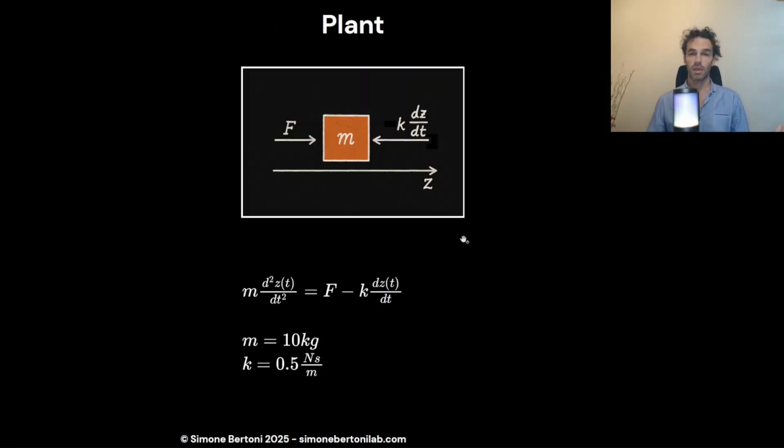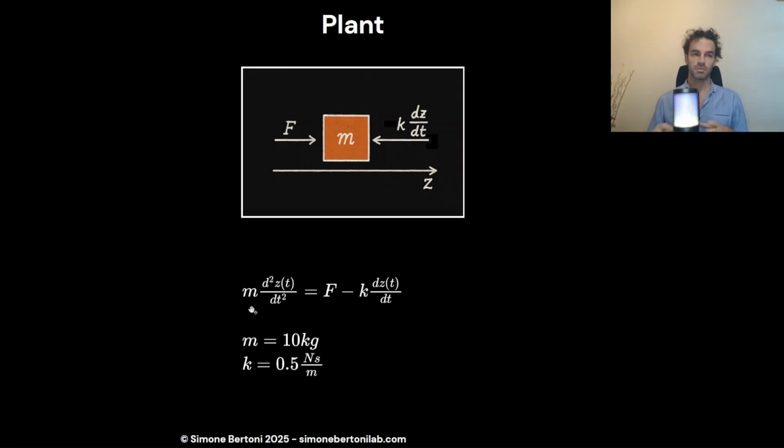Okay, this is our plant. We have already discussed it's an object sliding on a surface, subject to our force, which is our control input, and also subject to linear friction with coefficient K. Z is the position of the object, and using the law of linear motion, we can write this differential equation.